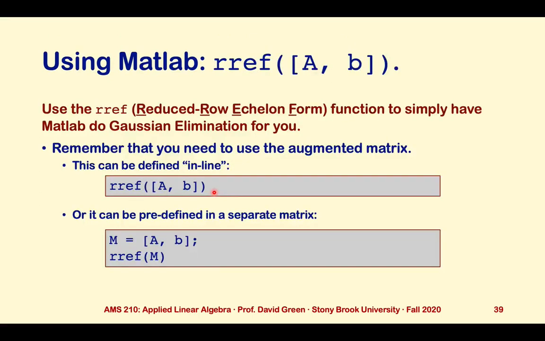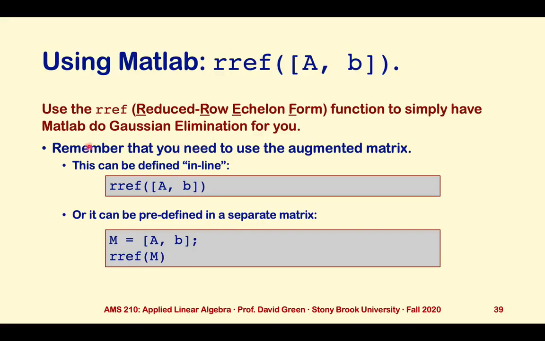Okay, now let's get into the first of the three functions that we're interested in, now that we know how to define the linear system. We use RREF, which stands for Reduced Row Echelon Form, to have Matlab do Gaussian elimination for you. It will convert the matrix you give it into the reduced row echelon form through a sequence of row operations.